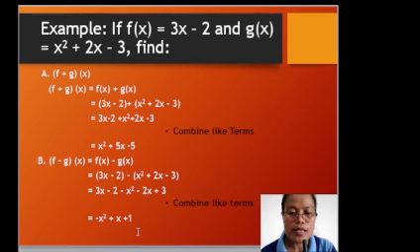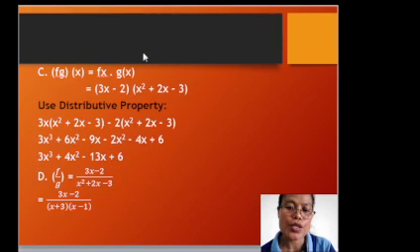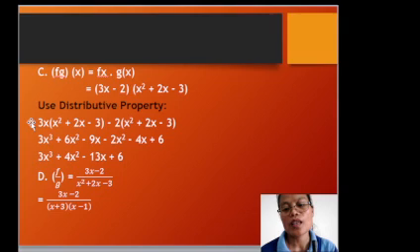The third is the product of the two functions. And we will apply here the distributive property. We will distribute 3x to x squared plus 2x minus 3. So 3x times x squared is 3x cubed. 3x times positive 2x is positive 6x squared. And 3x times negative 3 is negative 9x. So why does it become cubed? Because we have 1 plus 2 is 3. And it becomes x squared here because 1 plus 1 is 2.